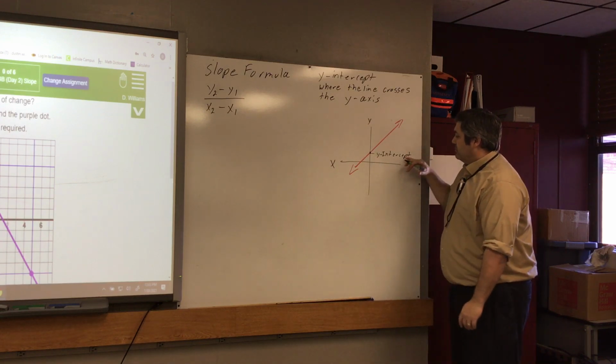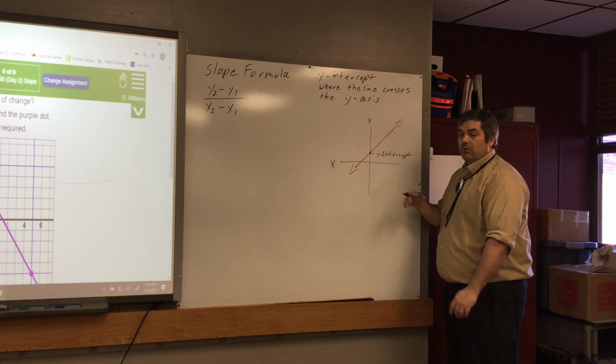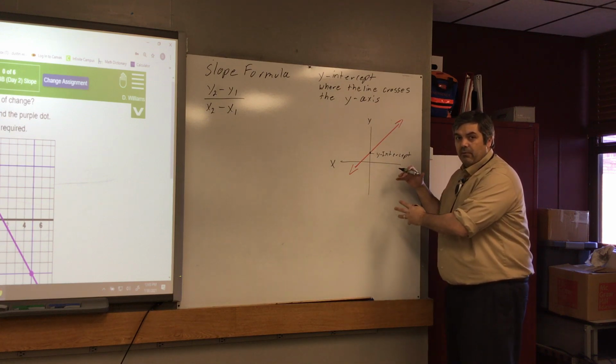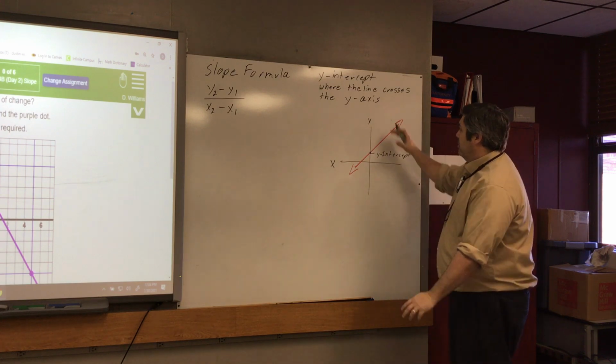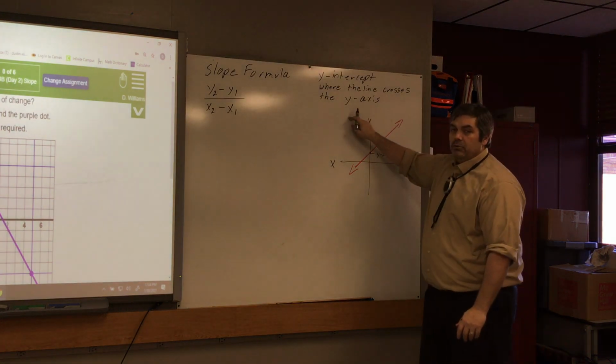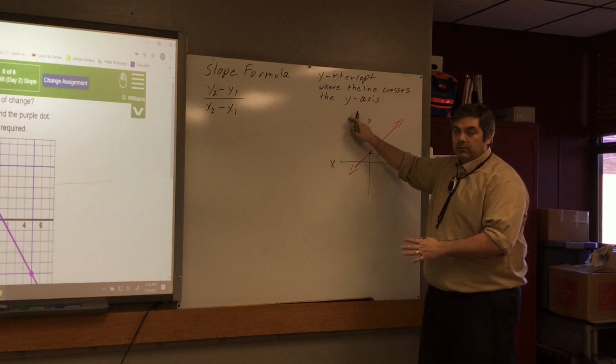This y-intercept is really going to be important as we move forward, so that's why I'm focusing in on that one as the one that we're going to be working with the most. So pay attention to that. Make sure you can identify your y-intercept.